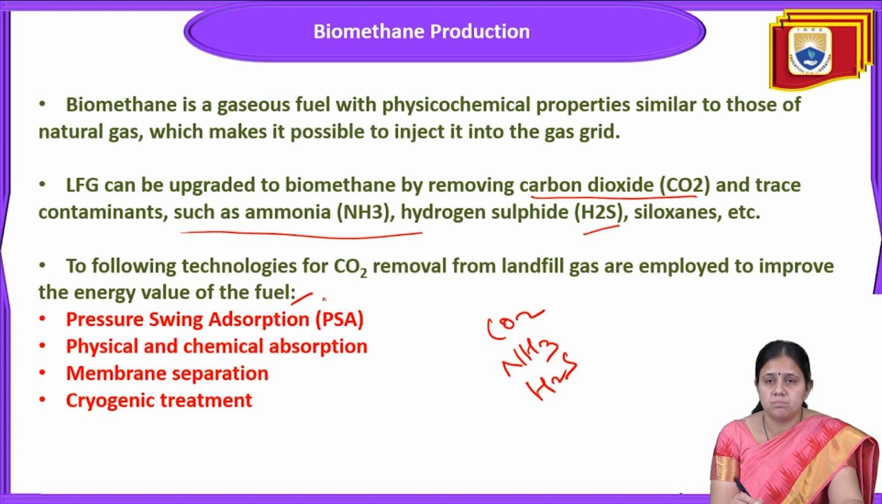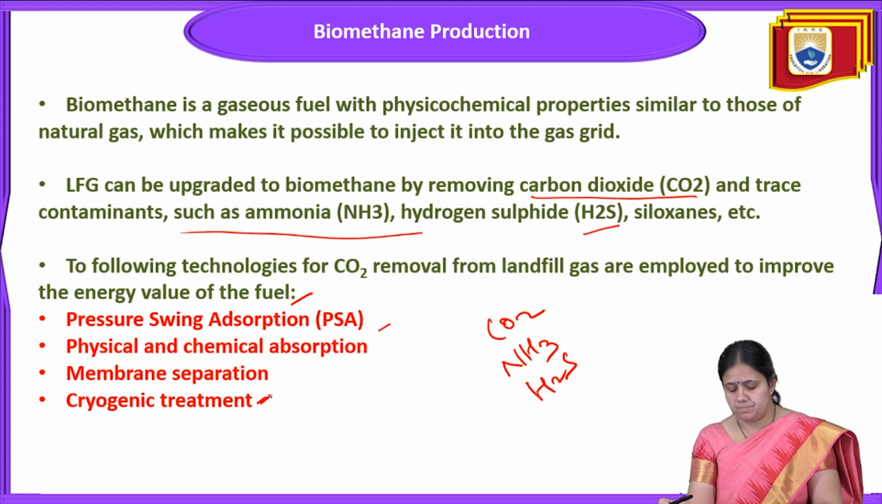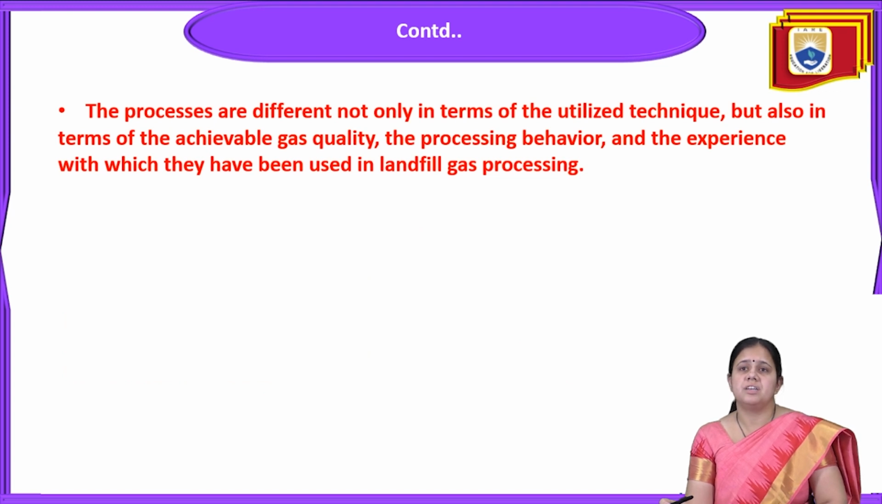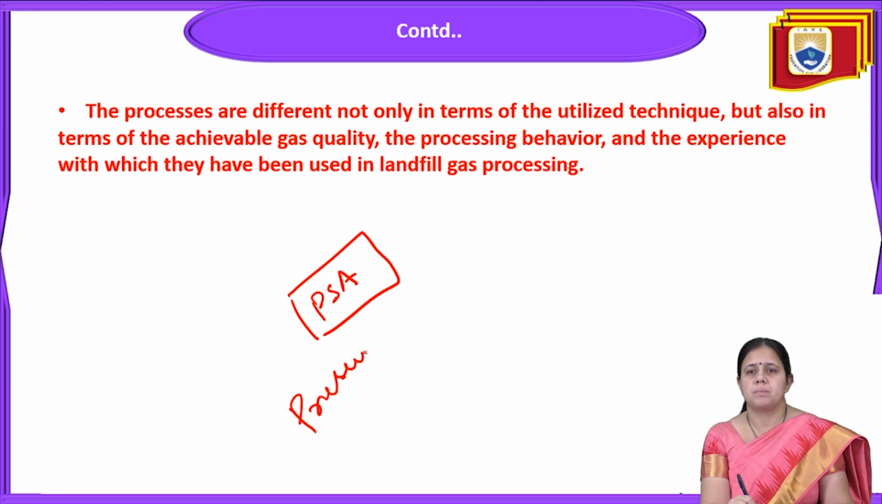Below are some of the methods that can be employed for CO2 removal from landfill gas, to increase the energy value of the fuel. First one is the pressure swing adsorption method, the PSA method, then physical and chemical adsorption, membrane separation, and cryogenic treatment methods. The processes differ in terms of the utilized techniques. Pressure swing adsorption, PSA, is the best method.